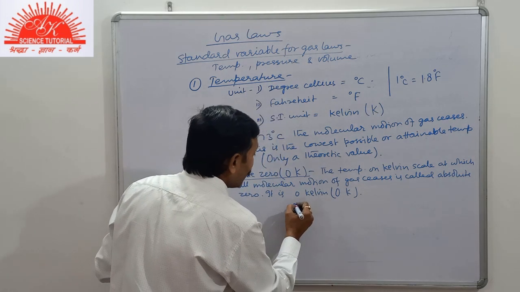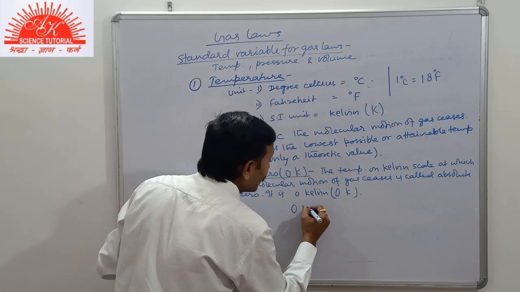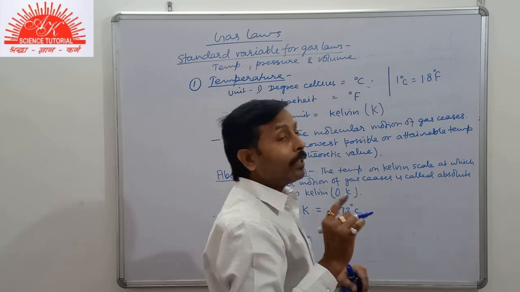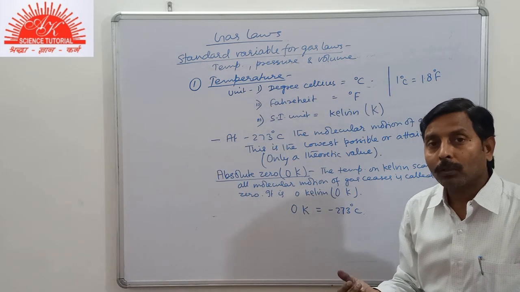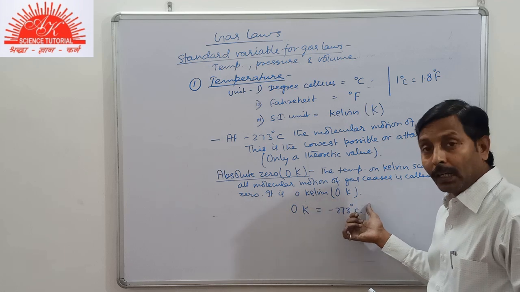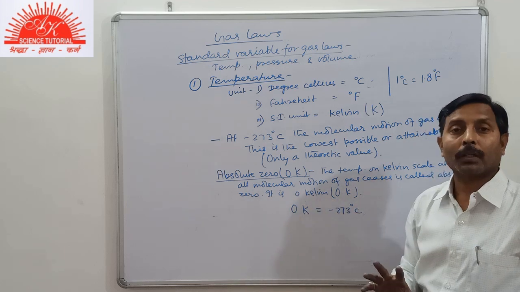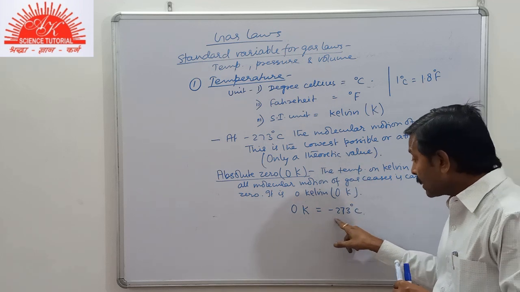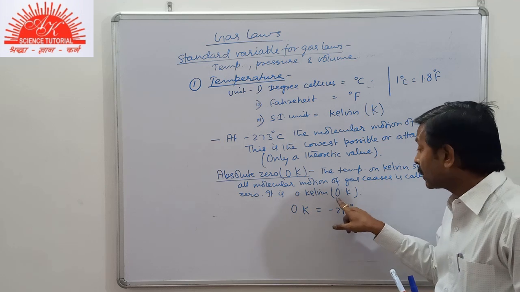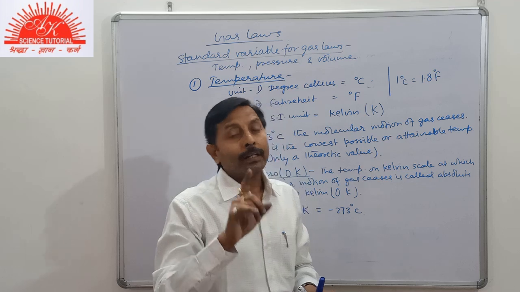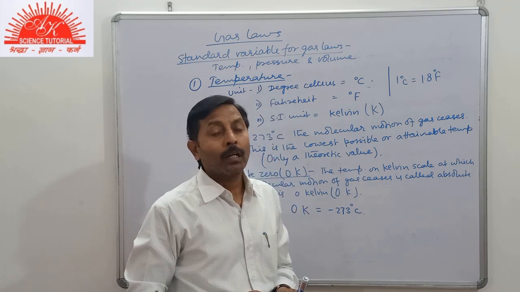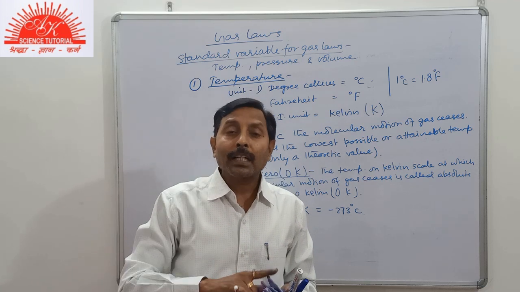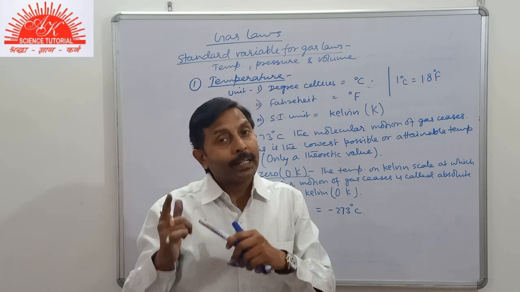So students, you know that 0 Kelvin is equivalent to minus 273 degrees Celsius. But if the question asks what is absolute zero, you will not write this answer. You have to answer 0 Kelvin. Now, one more thing, students. Whenever we have to perform calculations for gas, the temperature should be converted to the Kelvin scale.